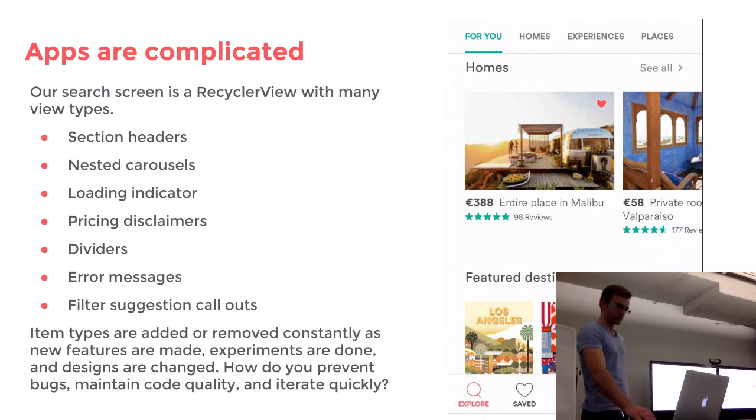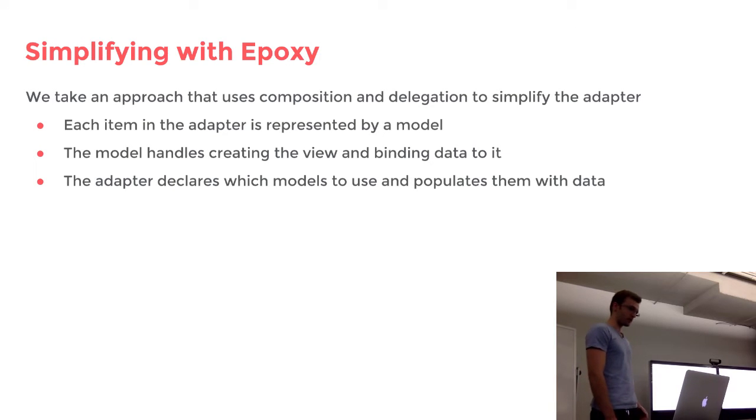So basically the idea with Epoxy is to use composition and delegation in the adapter. Instead of having the adapter know everything, you specify all your item types, your item ID, your view type, your binding. That's delegated to a separate, we call them Epoxy models.